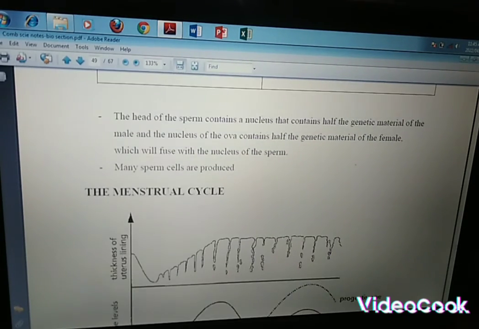So take note that the head of the sperm contains a nucleus, and that contains half the genetic material of the male, and the nucleus of the ova also contains half the genetic material of the mother, okay, which will then fuse with each other during fertilization, and then they will form a new zygote, and that will develop into a baby, right?